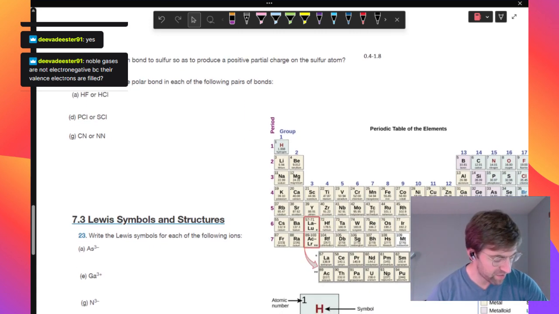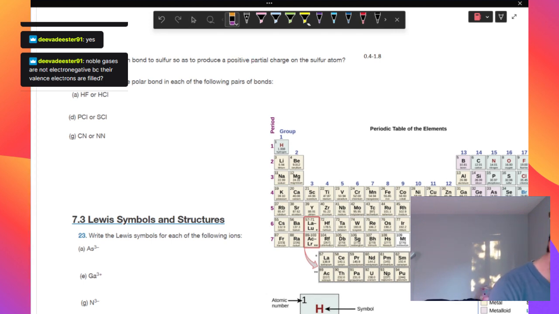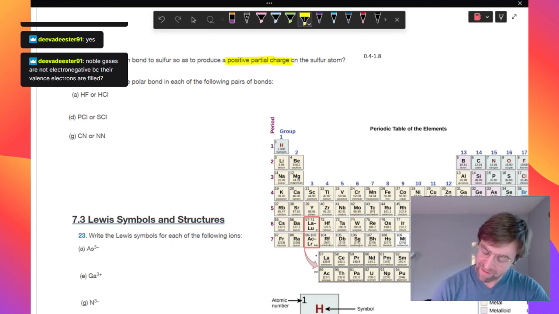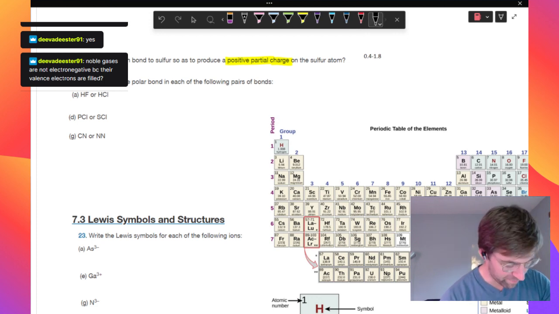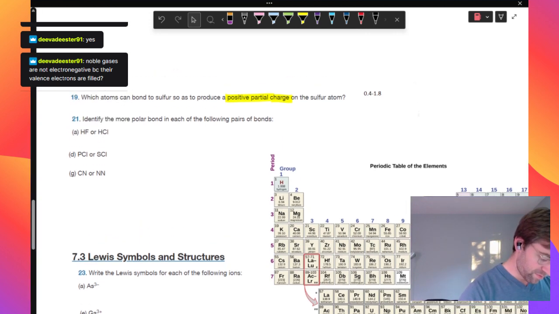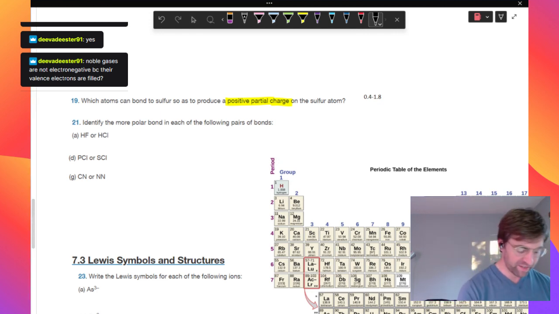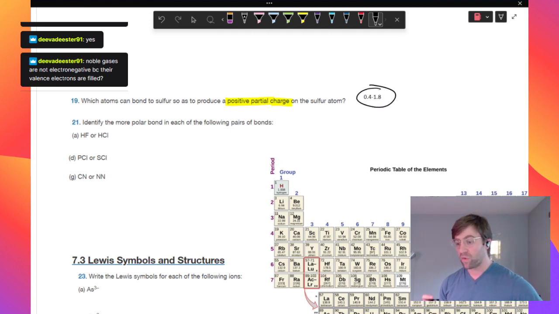All right, which atoms can bond to sulfur so as to produce a positive partial charge? A positive partial charge. Say that 10 times fast on your sulfur atom. So the key here, remember that to have a polar covalent bond, we need to have an electronegativity difference of 0.4 to 1.8.